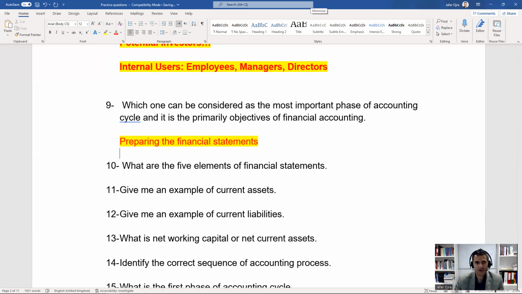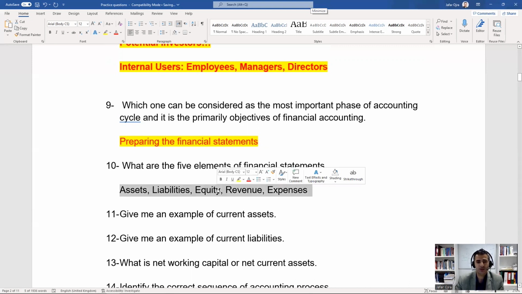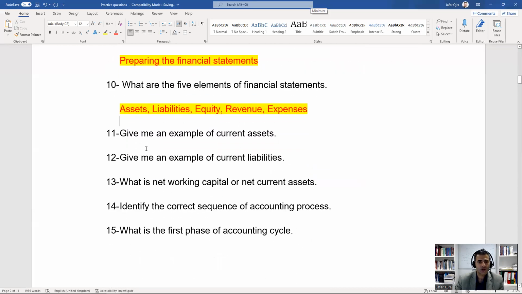So let's move to question number 10 now. Question number 10 asks you, what are the 5 elements of financial statements? We have 5 elements of financial statements, and that include assets, liabilities, equity, revenue, expenses. Okay, these are the 5 elements of financial statements: assets, liabilities, equity, revenue, and expenses.